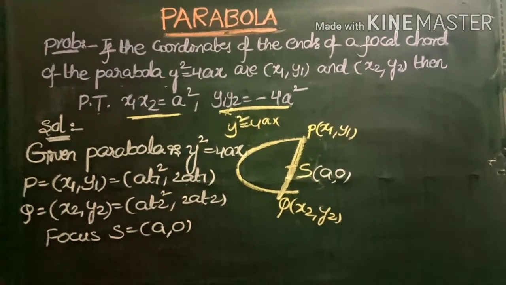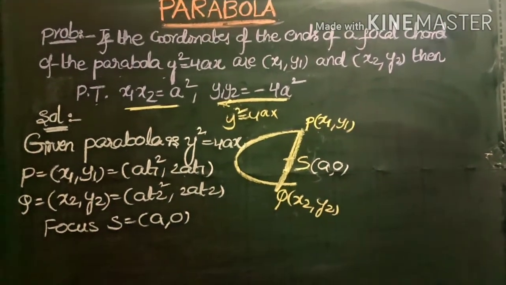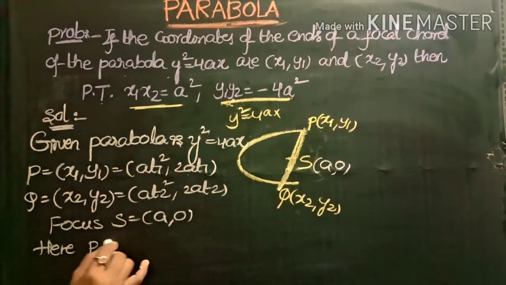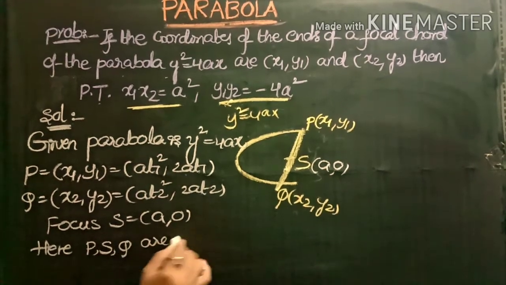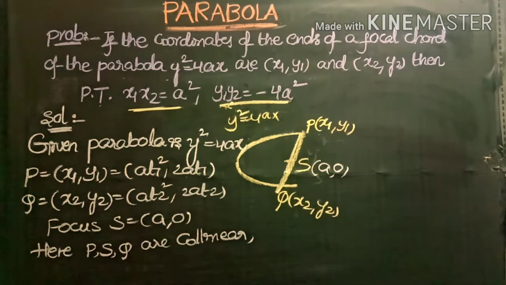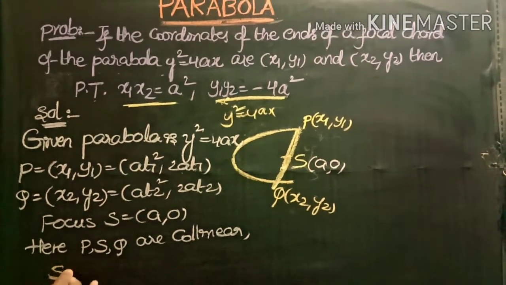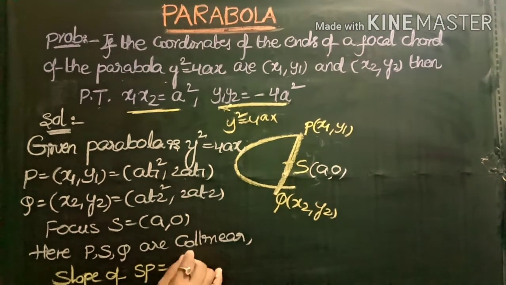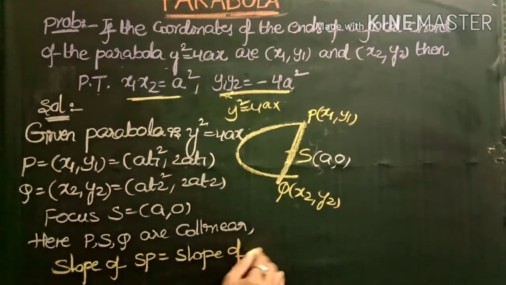Since from the diagram clearly the three points are collinear, here P, S, Q are collinear. That is, we apply the collinear condition here. The collinear condition is slope of SP is equal to slope of SQ.